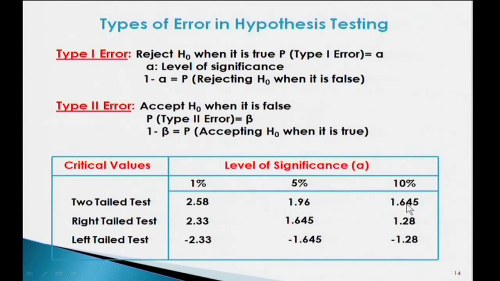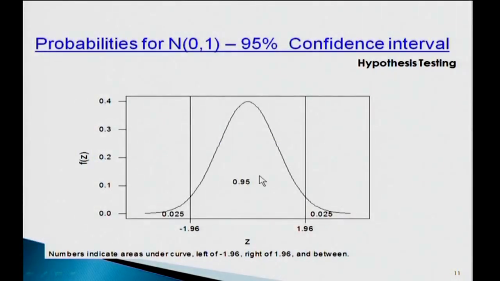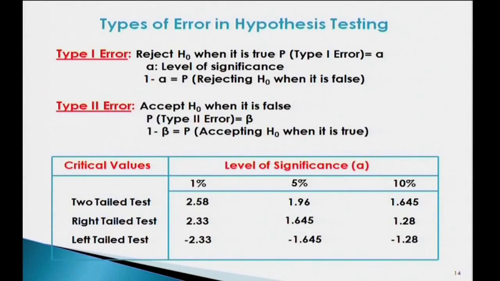Then 10% means our rejection is 10%, acceptance is 90%. This will become 90% here, 5% on the right side, 5% on the left side. I hope this is more clear now. In case of two-tailed, 10%, 5%, and 1%. Then it can be either right tailed, rejection is only on the right side, and it can be even left tailed, rejection is only on the left side.